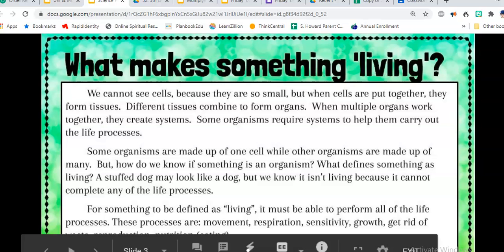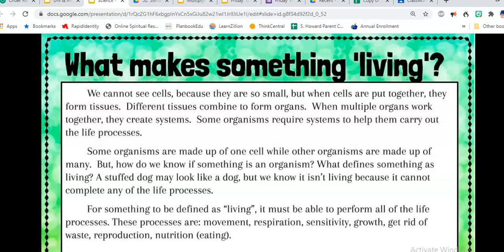What makes something living? We cannot see cells because they are so small, but when cells are put together, they form tissues. Different tissues combine to form organs. When multiple organs or multiple organ systems work together, they create systems. Some organisms require systems to help them carry out the life processes. Now, we would be an organism like that.